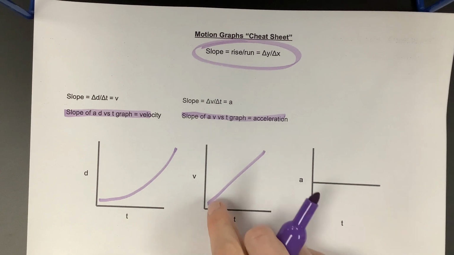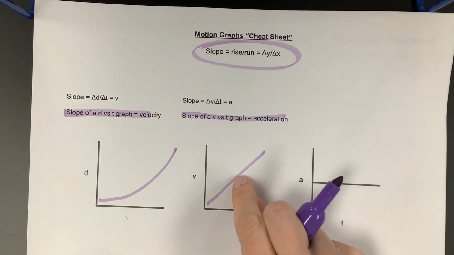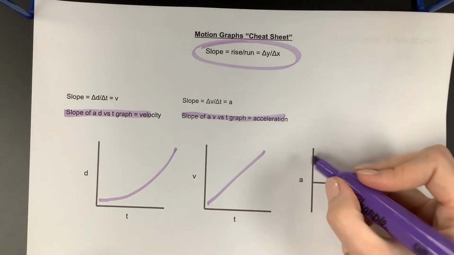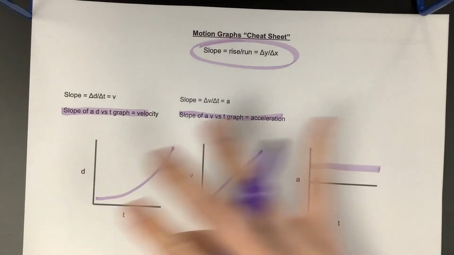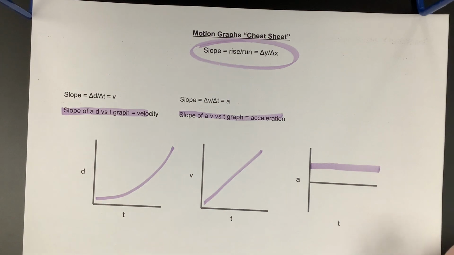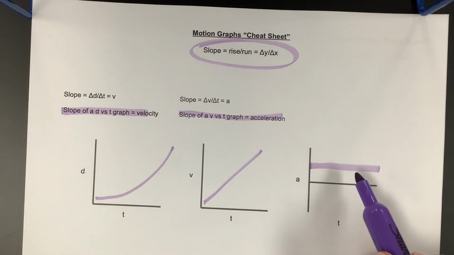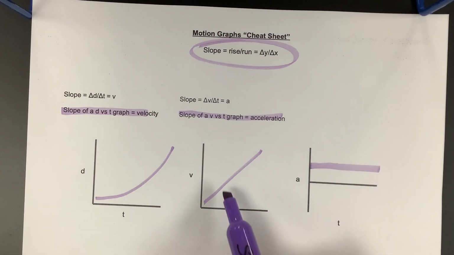In this case, the slope is constant, which means the acceleration is going to be constant. Whatever this is, a runner, a car, a bird flying, they are accelerating at a constant rate. They are increasing their velocity at a constant rate.